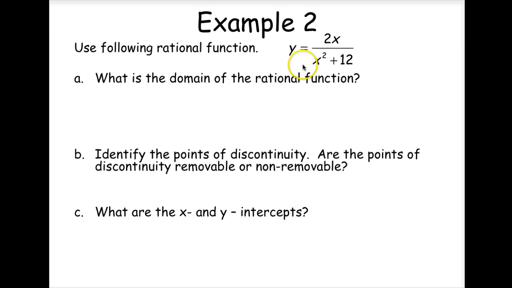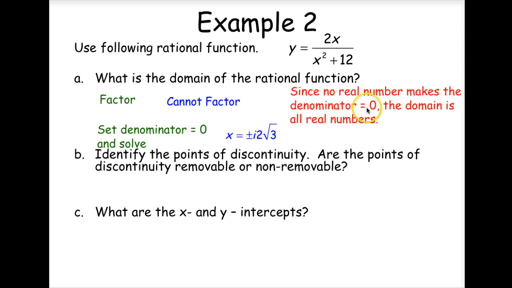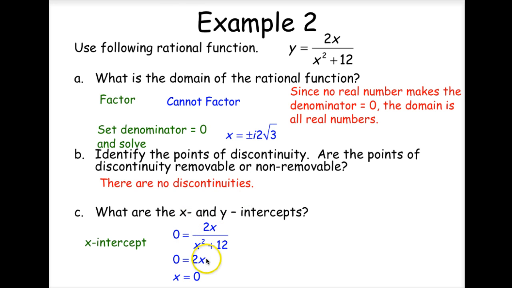Okay, let's look at this example. What is the domain of this function? Well, first of all, we can't factor it. If we set the denominator equal to 0, we come up with a complex number, not a real number. So since no real number makes the denominator 0, the domain is all real numbers. There are no discontinuities. If we set the numerator equal to 0, our x-intercept is at 0, 0. And then we substitute in a 0 for the x values. We get 0 over 12. 0 divided by 12 is 0, so our y-intercept is also 0, 0.